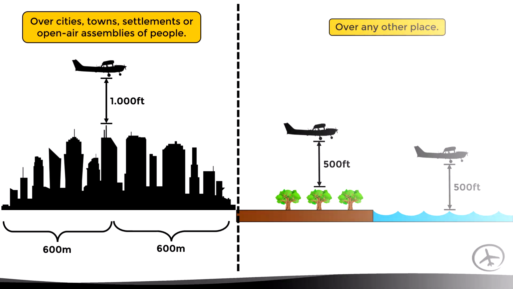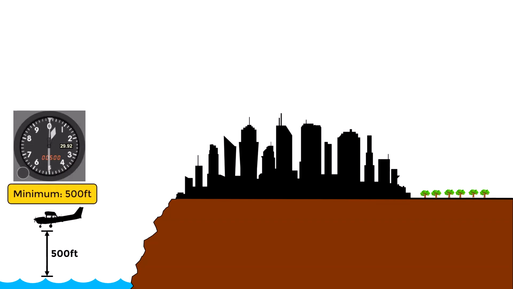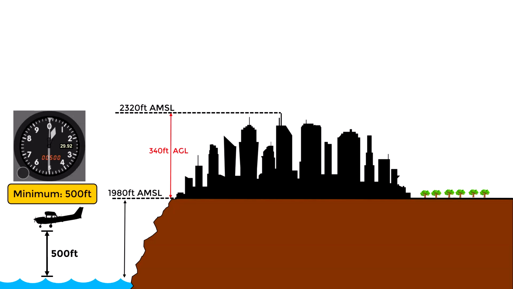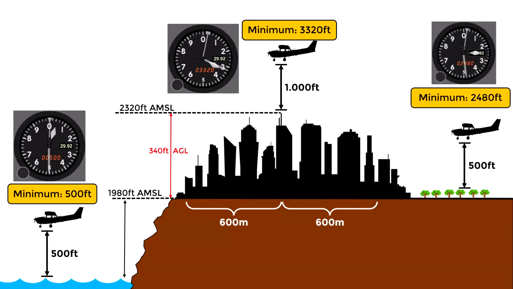Let's see a more practical example of this. Here, if we are flying over the sea, the minimum altitude would be 500 feet. But now, let's say that the ground level on which this city is located is 1,980 feet above sea level, and let's say for example, that the height of the tallest building is 340 feet above ground level. This implies that if we plan to fly within 600 meters of this building, we will have to fly at a minimum altitude of 3,320 feet to comply with the minimum altitude rule. But if, for example, we plan to fly over an unpopulated area, the minimum altitude would be 2,480 feet.